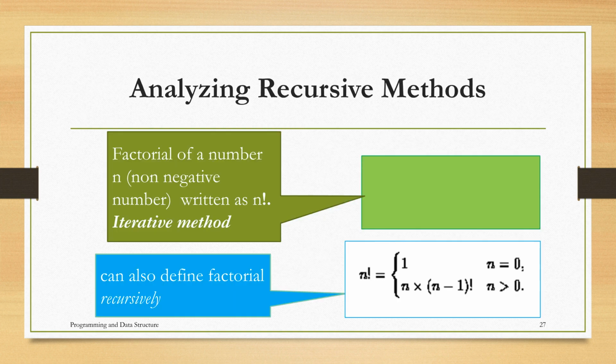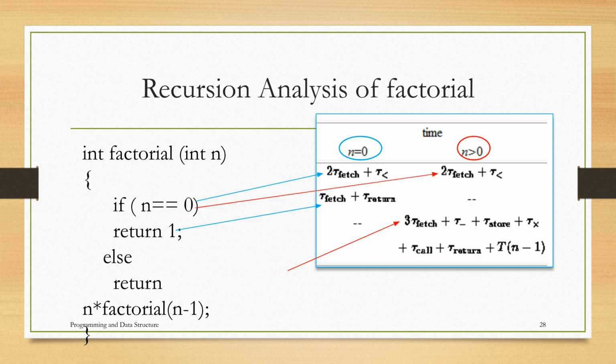This section introduces analyzing recursive methods. We'll specifically look at the factorial of a number n, which can be defined iteratively or recursively. For recursive factorial analysis, the function checks if n is 0, returning 1. Otherwise, it returns n multiplied by the factorial of n-1.